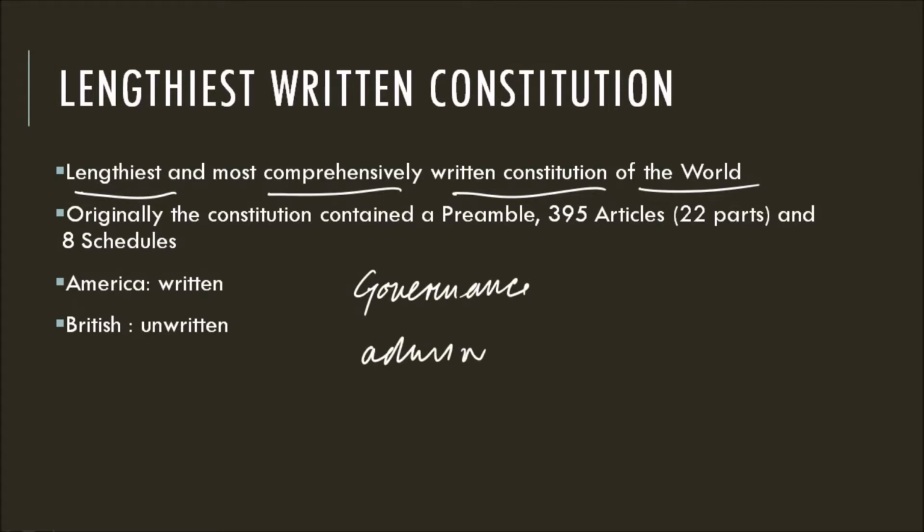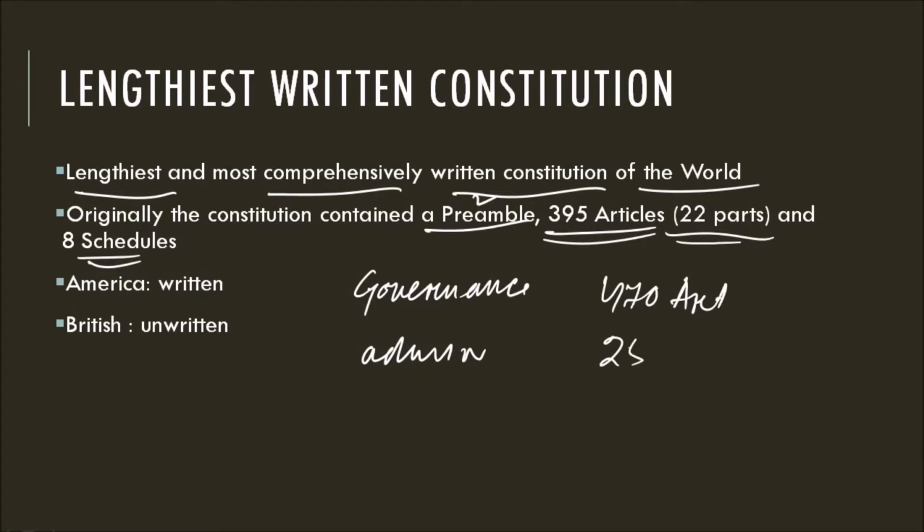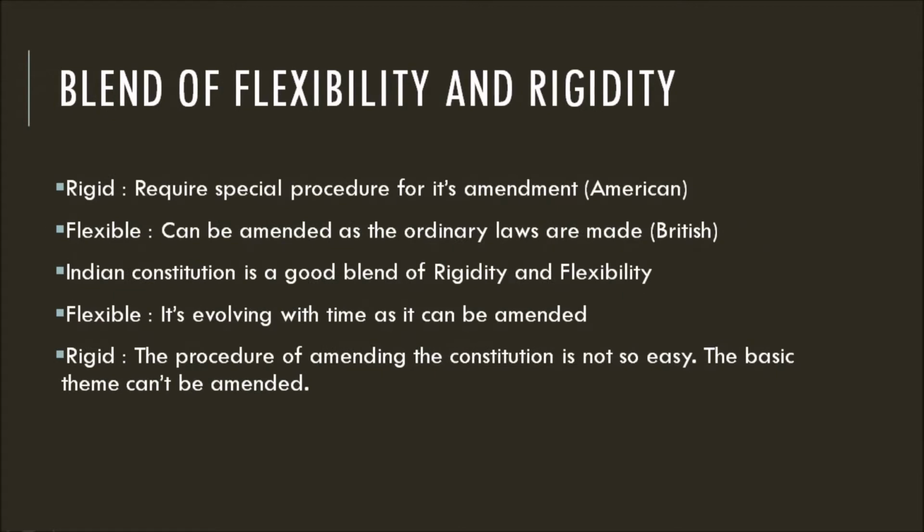Originally, the Constitution of India contained a preamble, 395 articles, which were under 22 parts, and 8 schedules. As on recording this video, our Constitution has a preamble, 470 articles, which are grouped under 25 parts, and it has 12 schedules. Understood?